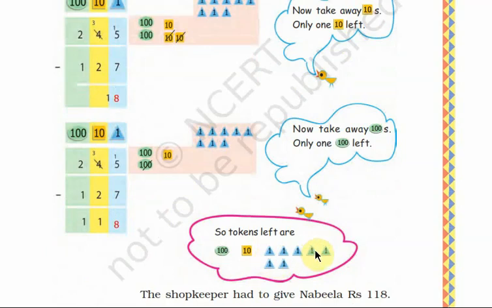How many ones are there? 8 ones. 1, 2, 3, 4, 5, 6, 7, 8 ones. So write 1, 1, 8 here. Okay. So the shopkeeper had to give Nabila how many rupees?